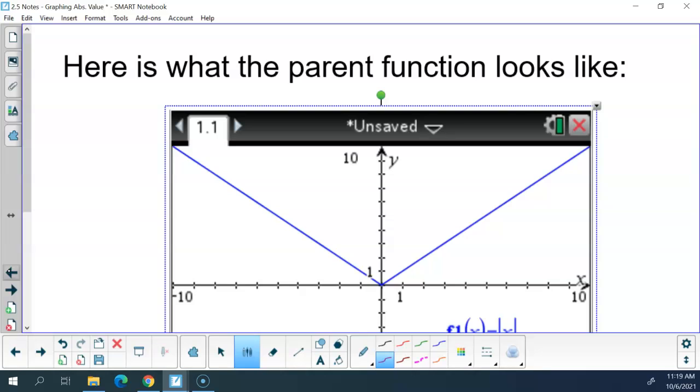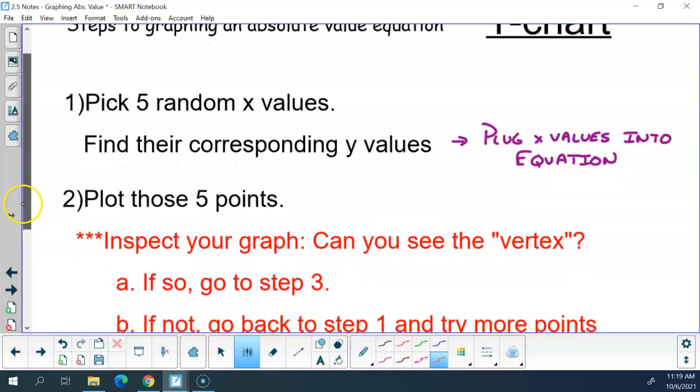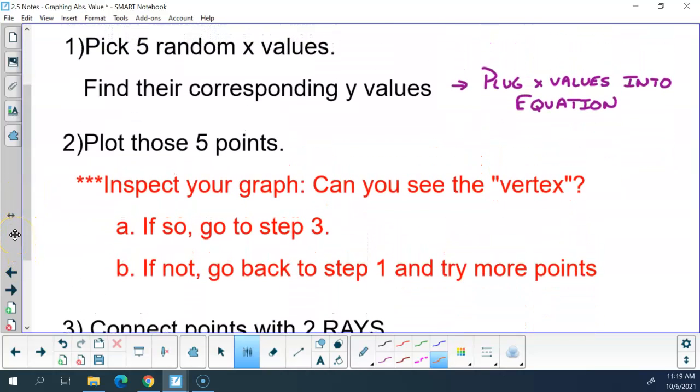Well, if I go back, come on, go back. There we go. If I go back here to the original function, this V, the tip right there, that is what we call the vertex. It's got a more technical term for it, but we just call it the vertex because it's kind of like the vertex in a parabola. So we got to find that point. If we can see it, we're good. If we can't see it, we got to go back up to step number 1, and we got to try and find more x values, to find more points, so we can clearly see that V.